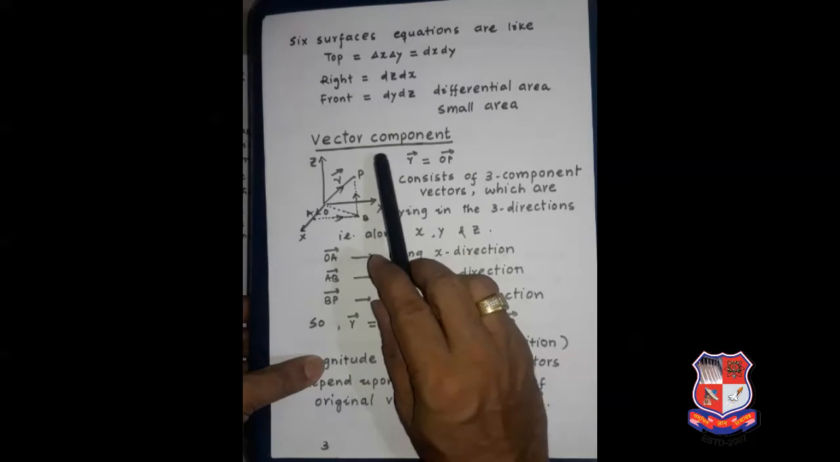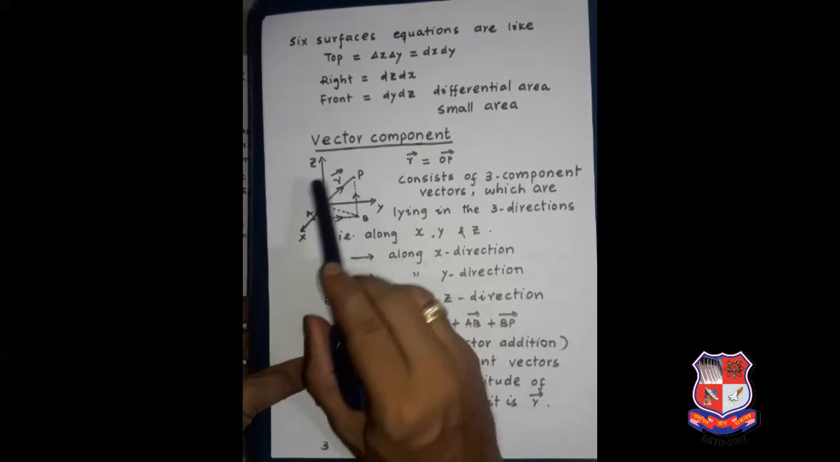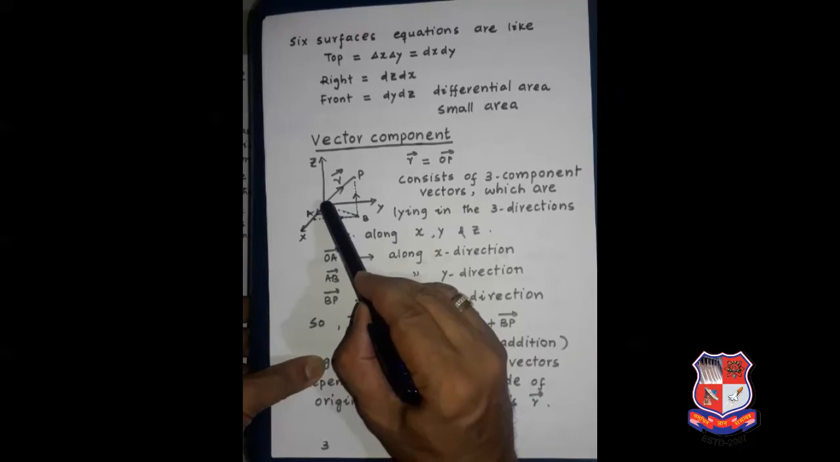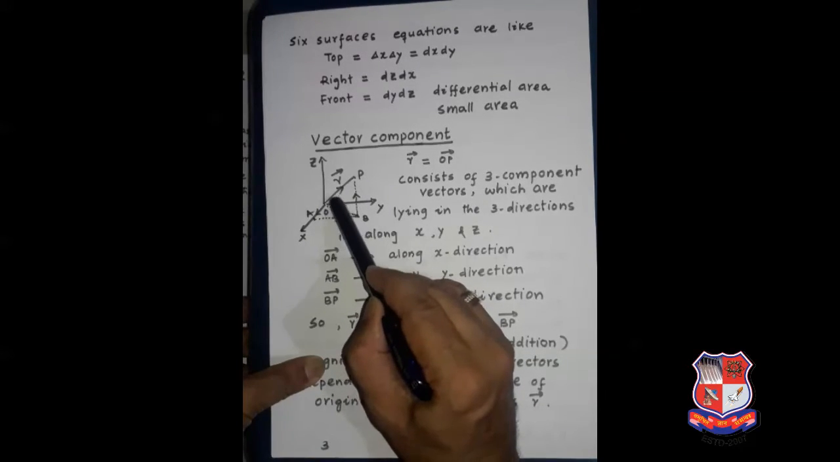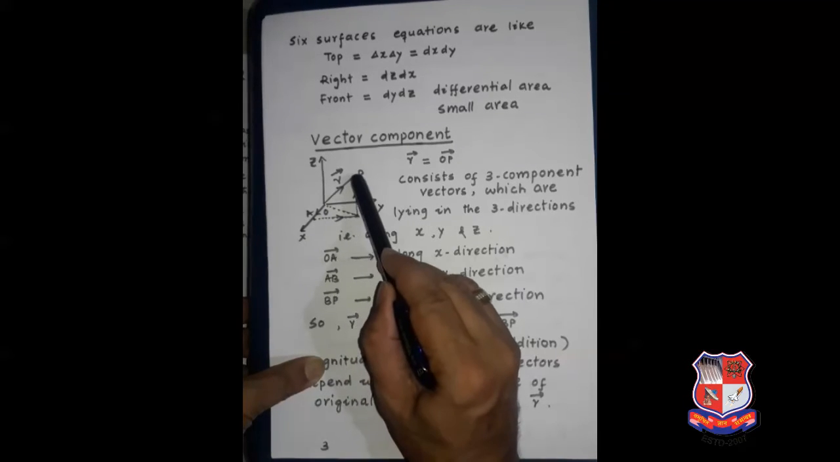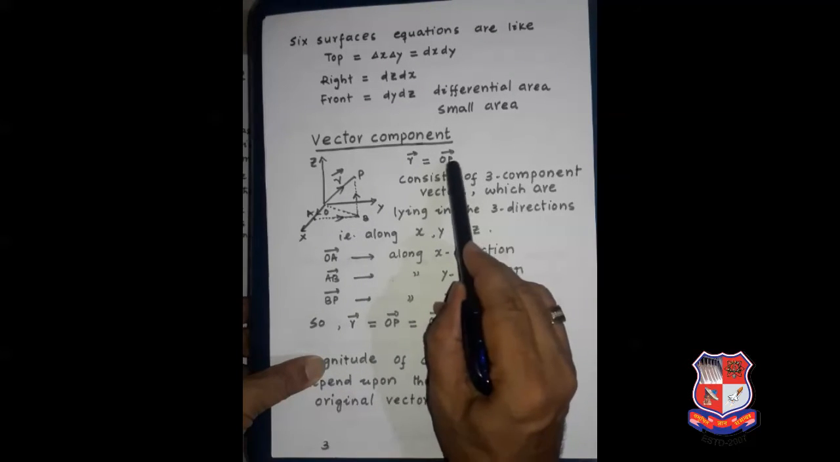Now we will discuss what is vector component. To explain vector component, again I have drawn the figure here. Let us consider a vector r which originates from the origin in the direction of the point P. So your r vector is written as OP.